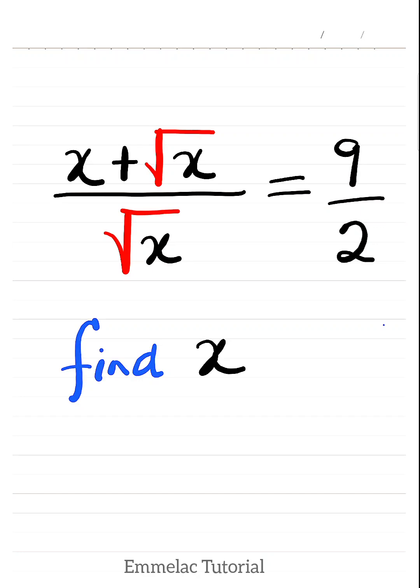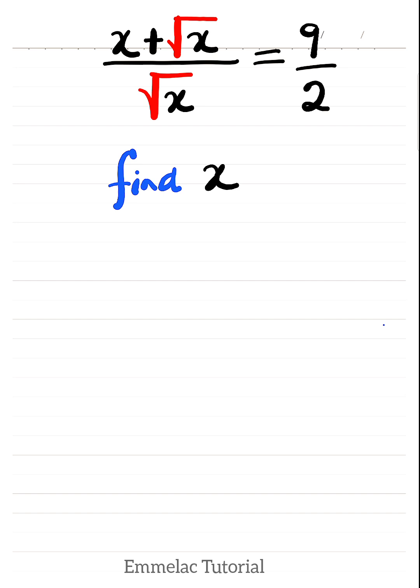Let us look at this interesting radical equation, and it reads that (x plus the square root of x) all over the square root of x equals 9 all over 2. And we are requested to find x. Alright, so this is very simple. So let's get started.